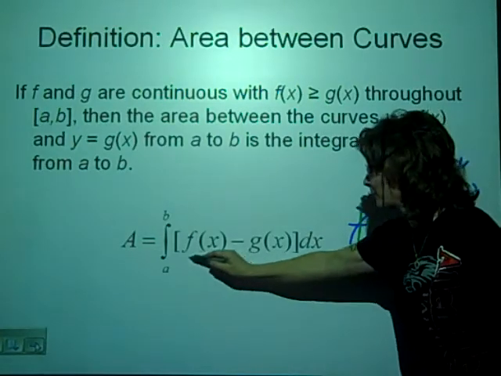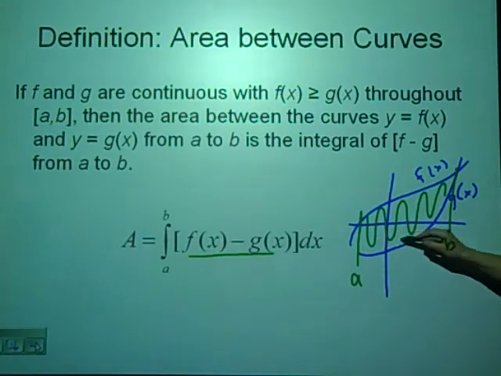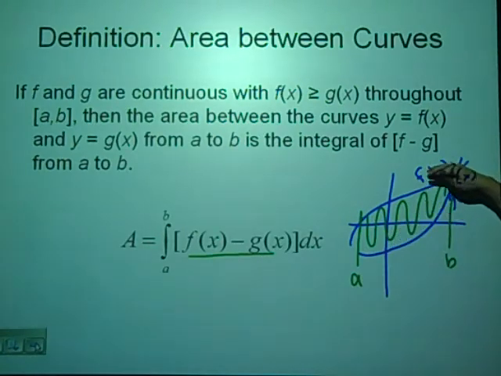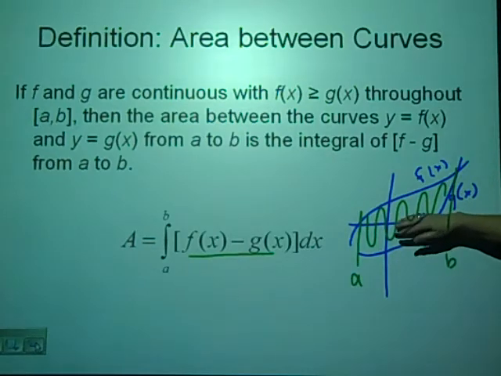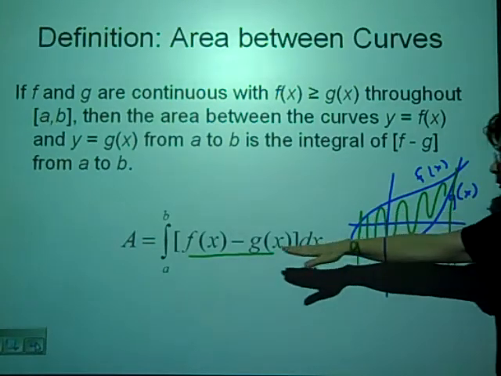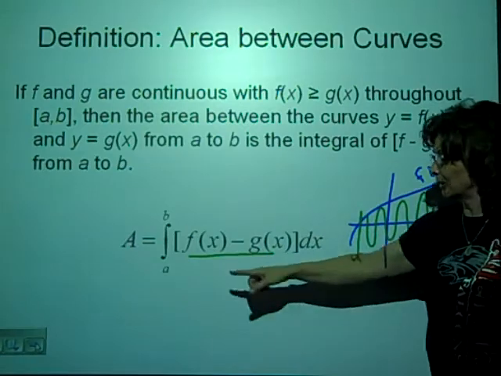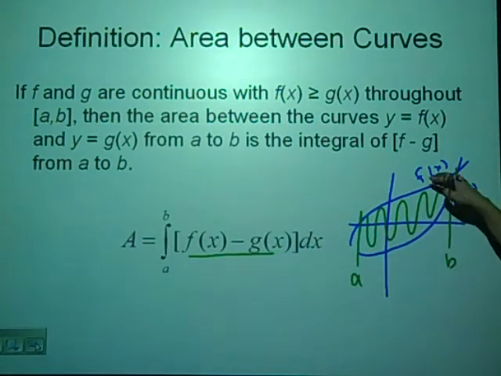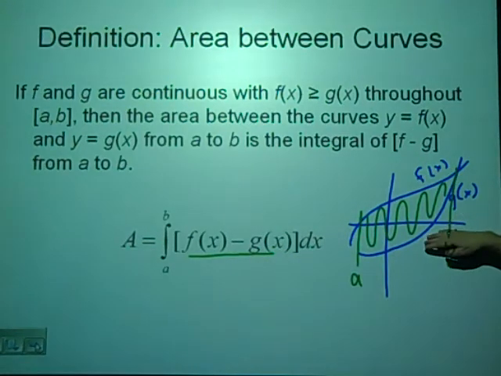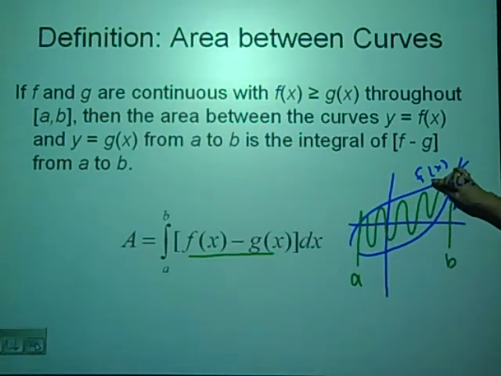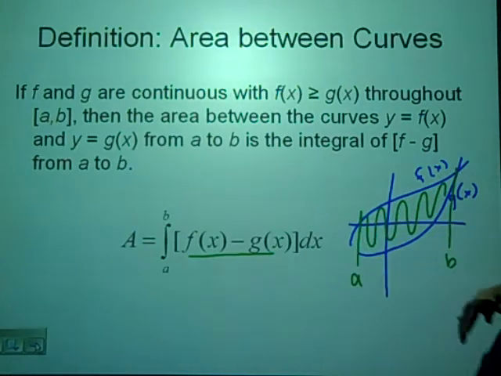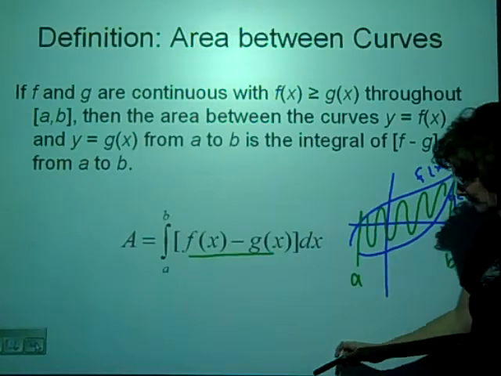Okay? Now, don't worry if some of this area is below the curve, because if you think about this minus that negative area, it's going to add the area. So always, this formula, integrating from a to b, the upper function minus the lower function, will always give you this area. Okay? So write that down. That's what we're going to be using today.